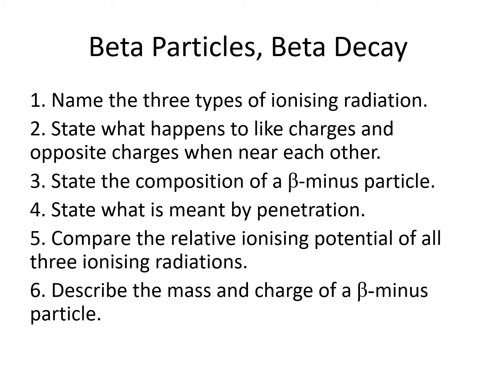Today's title is Beta Particles or Beta Decay. Can you name 3 types of ionizing radiation? State what happens to like charges and opposite charges when near each other. State the composition of a beta minus particle. State what is meant by penetration. Compare the relative ionizing potential of all 3 ionizing radiations. And describe the mass and charge of a beta minus particle.